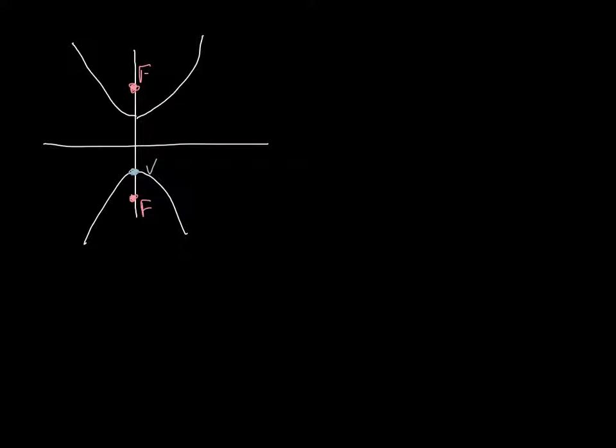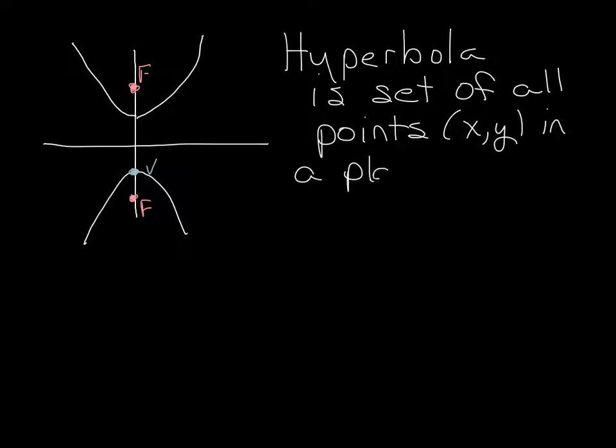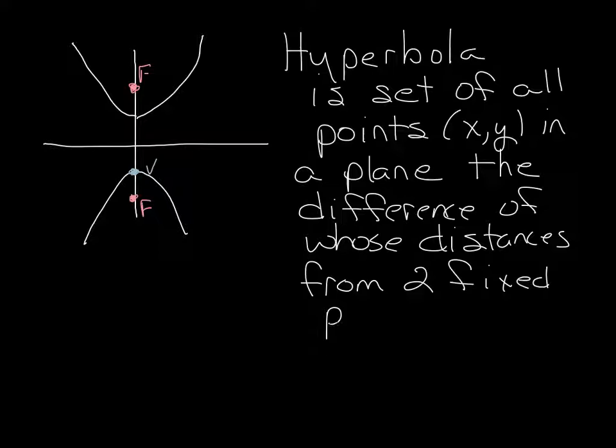So if we want a definition for a hyperbola, which is not to be confused with hyperbole, a hyperbola is the set of all points x, y in a plane, the difference of whose distances from two fixed points called foci is a constant.